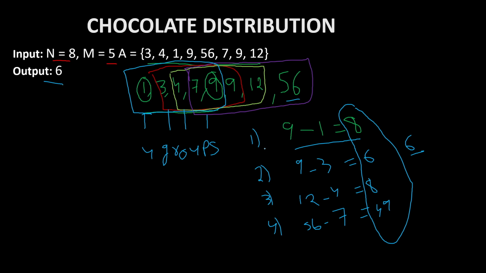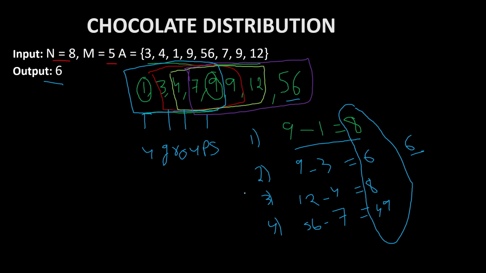So this is the approach to the question: we have to divide it into subgroups of 5 and then iterate one by one over the subgroups of 5. Then, from the maximum element we have to subtract the minimum element and store it, and then we have to take the minimum of those.